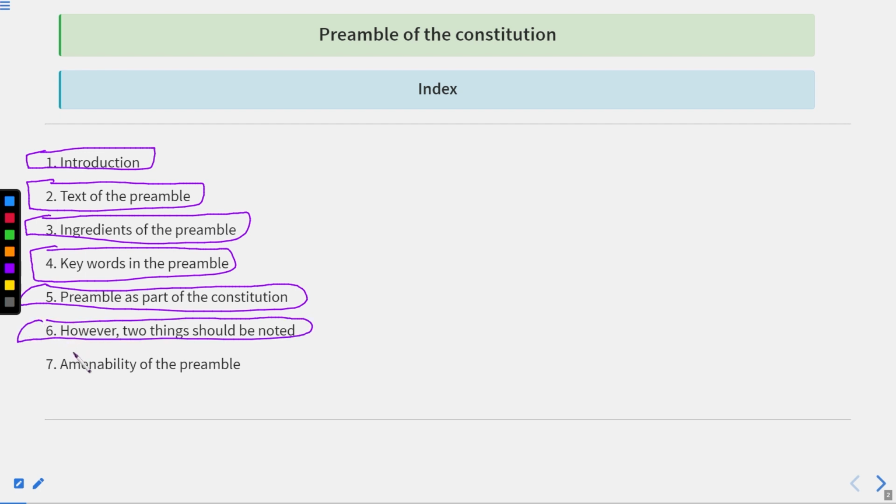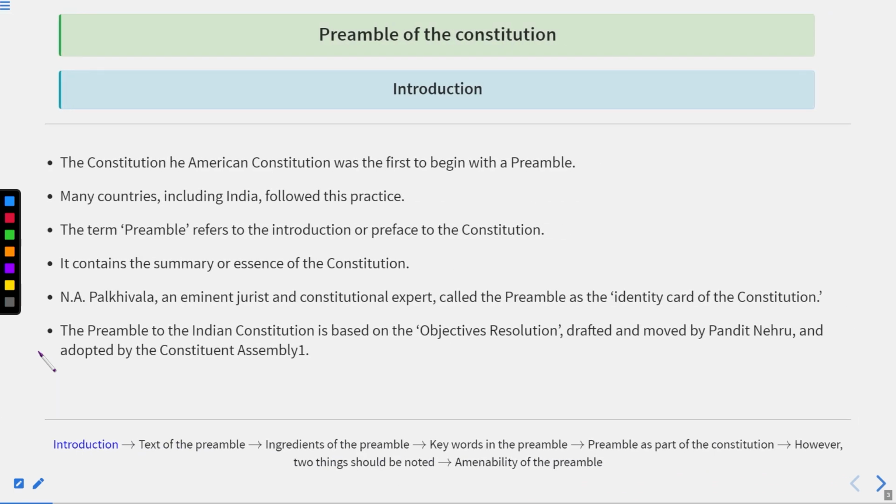However, the two things which you should note about the preamble are the amenability of the preamble. All right. So these are the topics which we are going to discuss in the part of the preamble. So let's start with the introduction part.